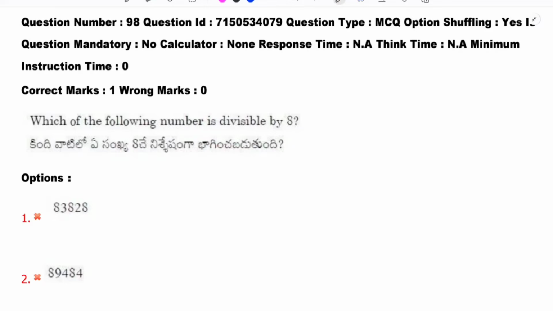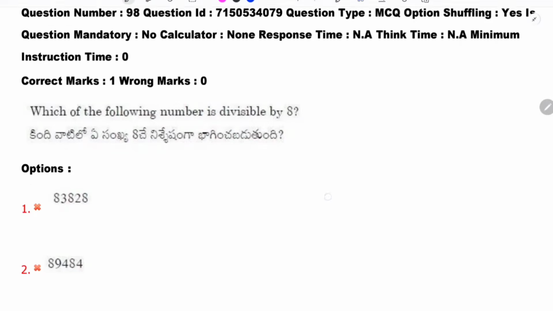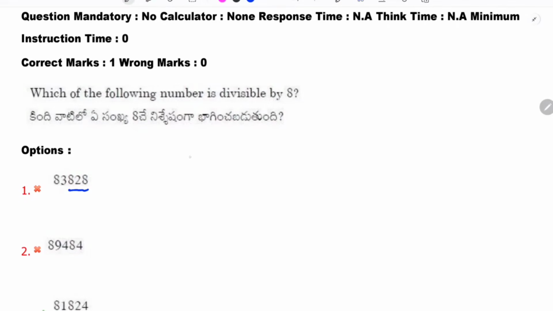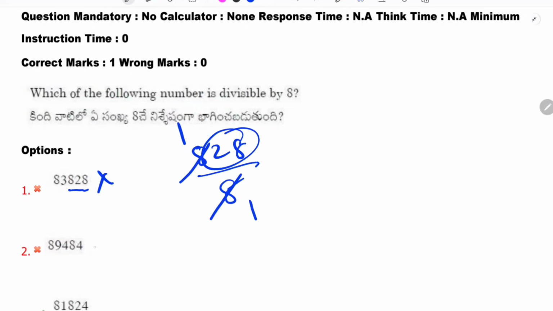A number is divisible by 8 if the number formed by its last 3 digits is divisible by 8. If the last 3 digits of the number are divisible by 8, then the number is divisible by 8. For example, these last 3 digits, 828, can we divide by 8 completely? No, because 8 ones are 8, then this will not go in the 8 table. So this is not. What about this one? Last 3 digits you take. 484 divided by 8. 8 6s are 48.